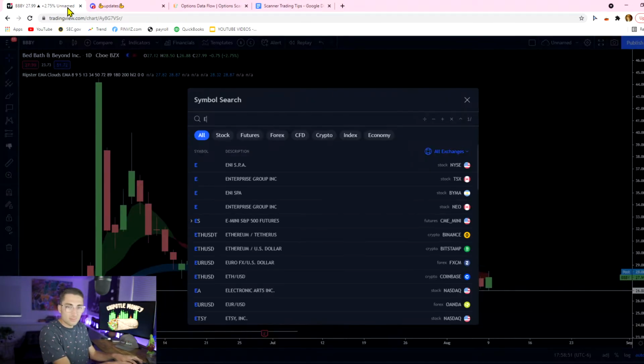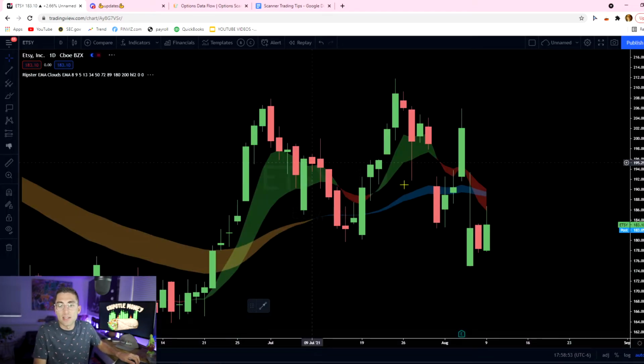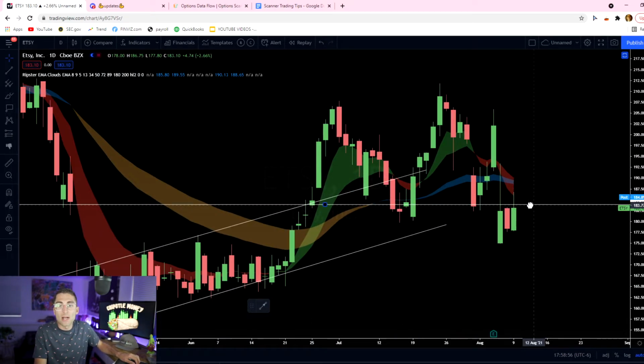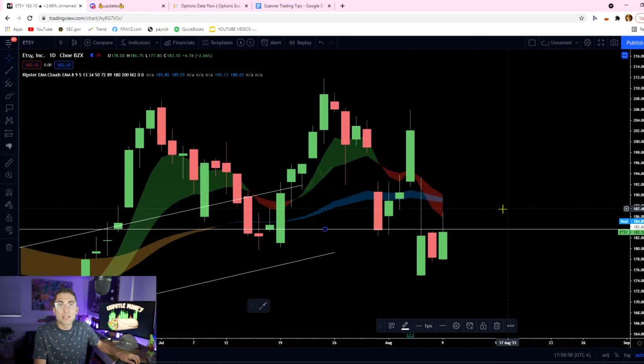Etsy, I know this one's bad. I already looked at it. This one is not making a new high compared to yesterday. It didn't close above the high of yesterday. It didn't truly engulf either. This is an inside candle if we just look at the bodies. So the bodies there just didn't prove to have any continuation.